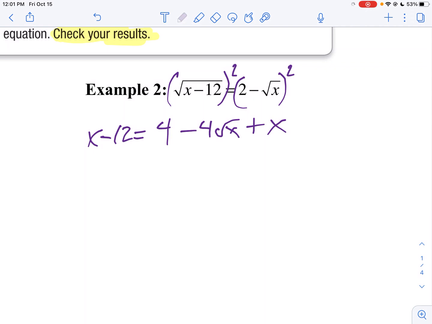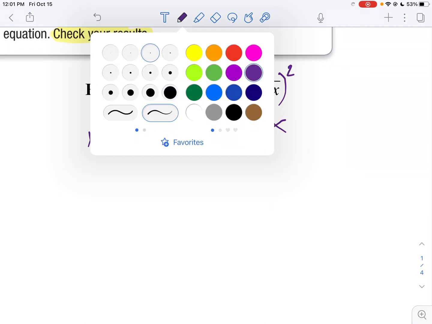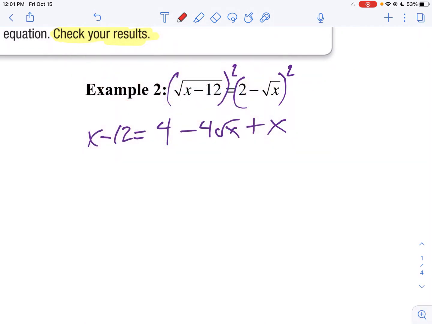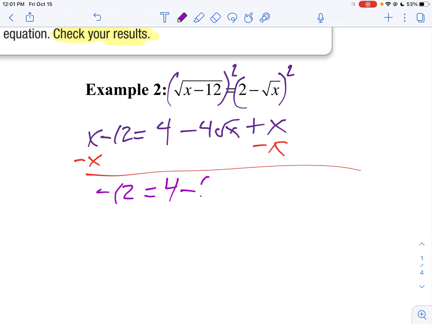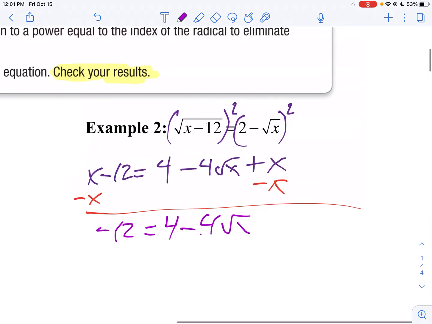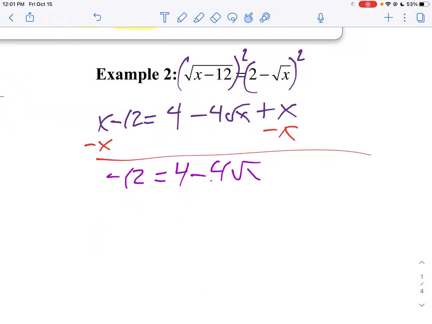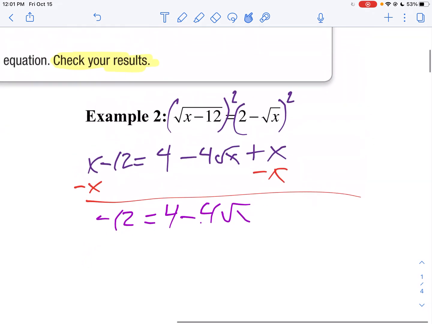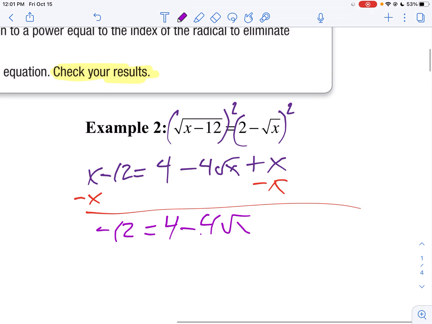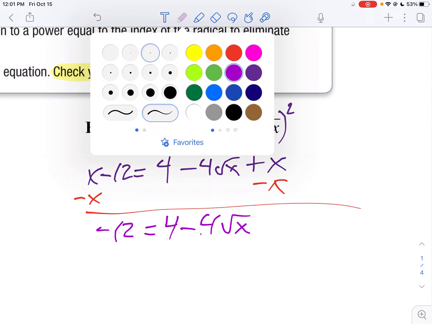I'm going to move all my x's to one side. I want to get the radical by itself. So first thing I'm going to do, I'm going to subtract x from both sides, and notice they cancel out, don't they? So then you get negative 12 equals 4 minus 4 square roots of x. Now I'm going to solve this equation by isolating the square root of x. So we're going to subtract 4 from both sides.